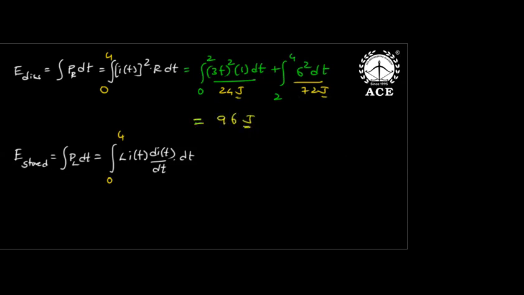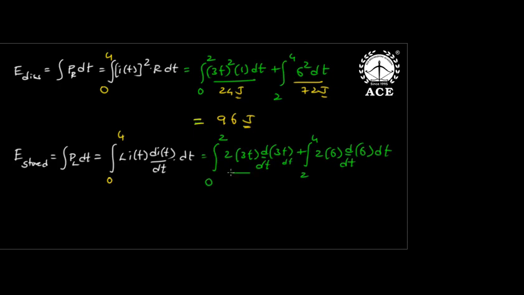Similarly, what about the inductor? From 0 to 2, L is 2, i of t is 3t, d by dt of 3t, dt. And then again this will go from 2 to 4, where L is 2, I is constant, d by dt of a constant, so this part becomes 0. Now if you see this part and this part, you will get 36 joules from the first, and 0 joules from the second. You do the calculations later and check it also. Then you will get the total as 36 joules.